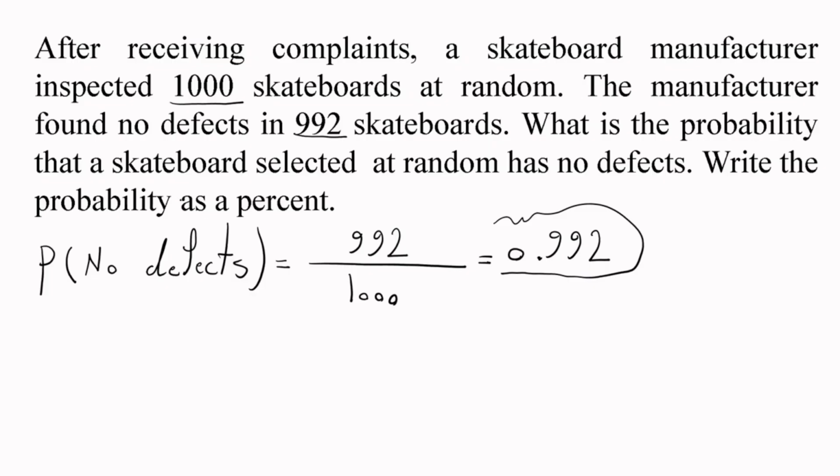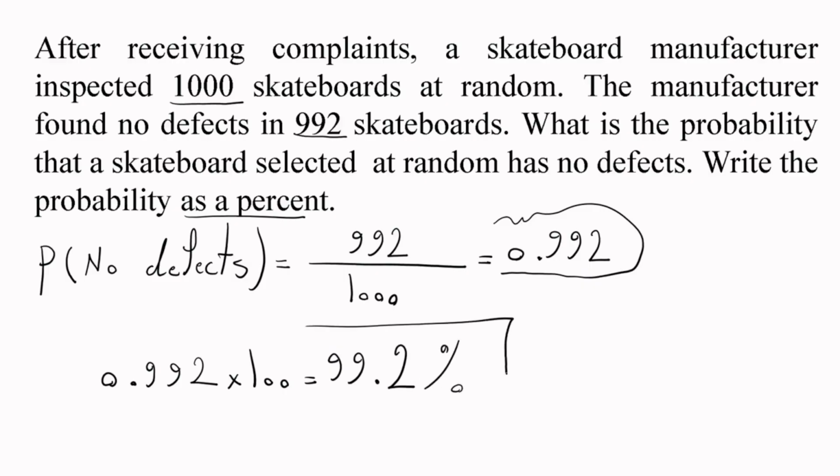Now we want to write it as a percent. Okay, I have a decimal. I want to write it as a percent. What should I do? The only thing that I need to do is multiplying by 100. So 0.992 times 100 is gonna be 99.2, and do not forget the percentage symbol. This is the answer of this example.